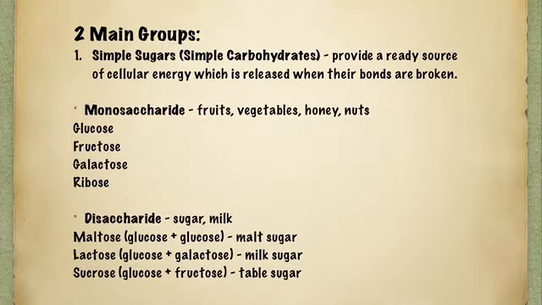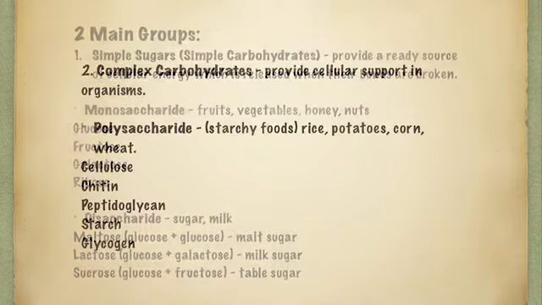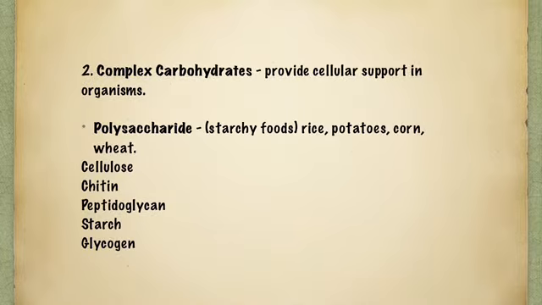Carbohydrates are contained in two main groups. One of them is simple sugar or simple carbohydrates. It has examples, monosaccharide and disaccharide. Second is complex carbohydrates, which contain polysaccharide.